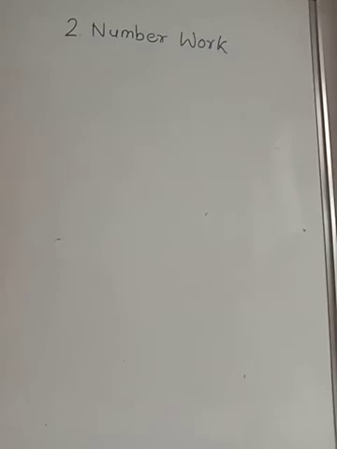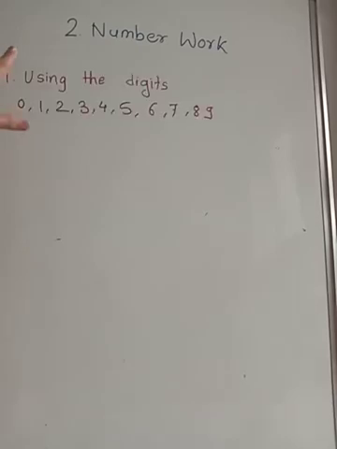Now we are going to learn number work. Lesson number 2, number work. This is only revision. We already learned number work in 4th. So we take the first problem in problem set 2. The first question: using the digits 0, 1, 2, 3, 4, 5, 6, 7, 8, 9, we have to make 2, 3, 4 and 5 digit numbers and read these numbers.